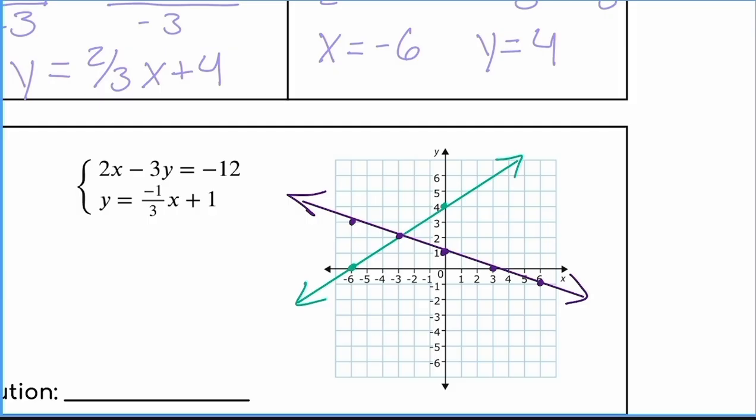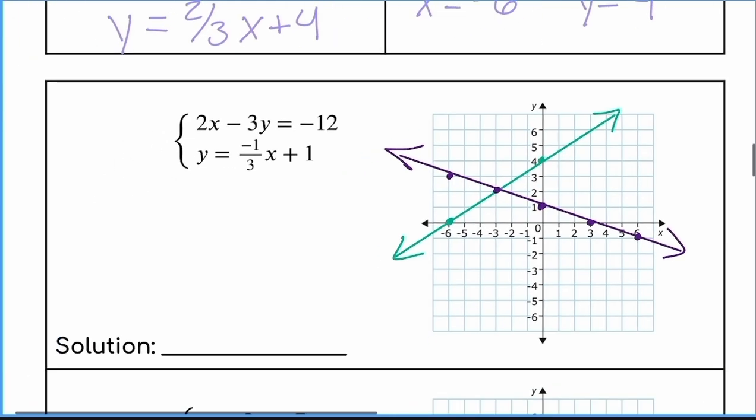So if I'm looking for the solution of these two lines, what does that mean? The ordered pair, okay? Ordered pair of what? Of where they cross. So what is the ordered pair of where these two lines cross right here? -3, 2.